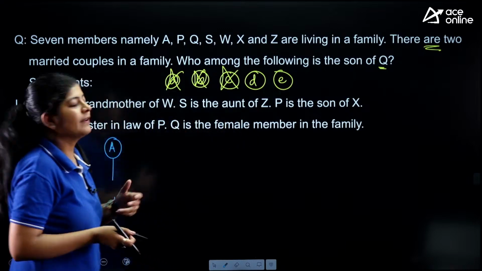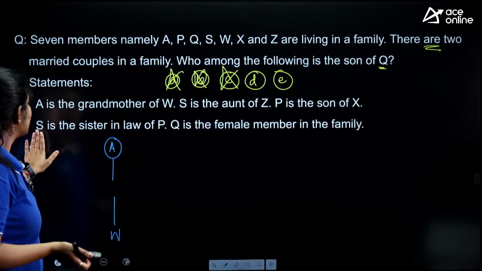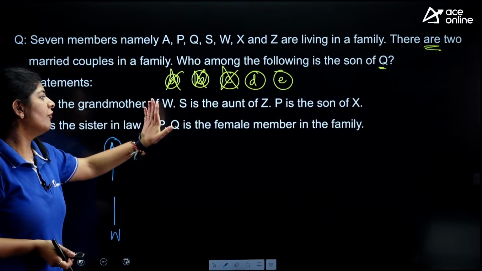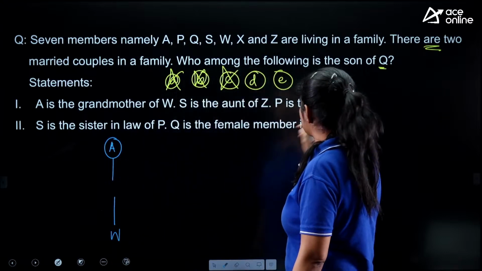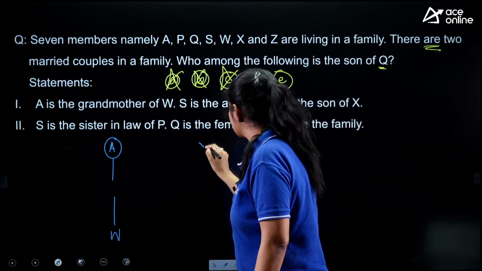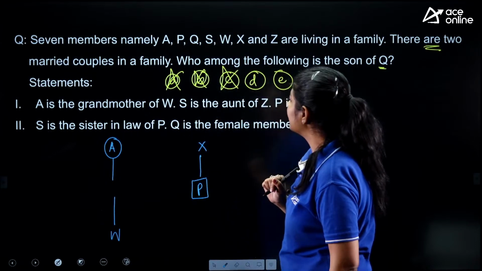P is a son of X. Again, where will we put P and where will we put X? Next, S is a sister-in-law of P. Okay. So we can say that if P is a son of X, we'll do it like this. P is a son of X, right?